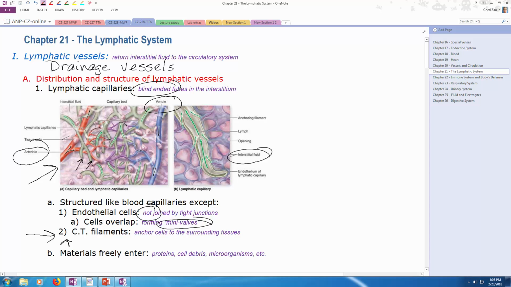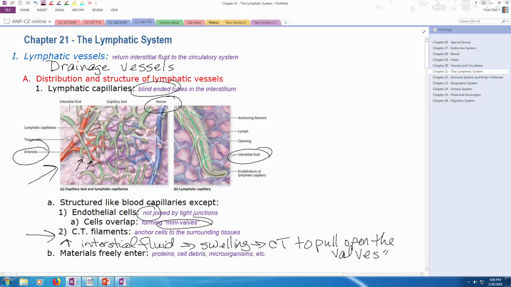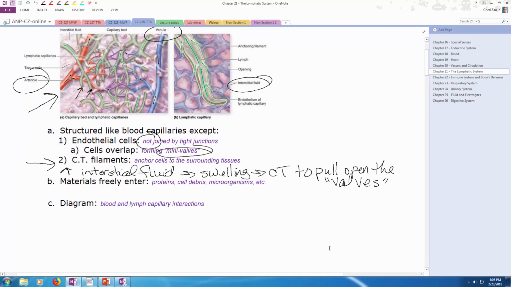So increasing interstitial fluid is going to cause swelling or edema, and this is going to cause the CT to pull open the valves, and I'm putting valves in quotation marks. So this will allow all the kind of fluid that's in the interstitial fluid, all the stuff that's in it, to actually enter freely. So it's unrestricted entry into this.